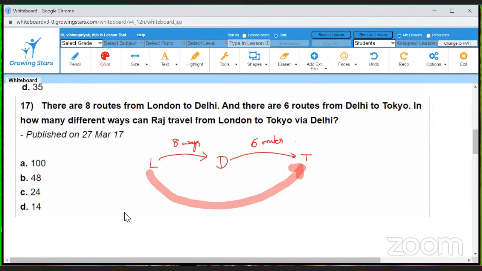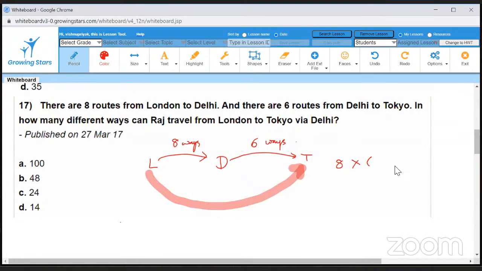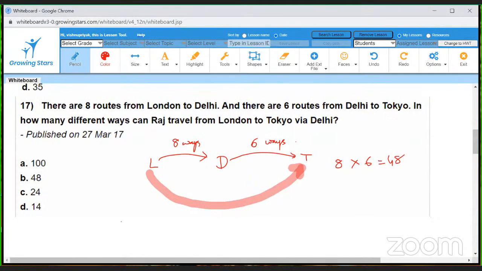Yes, Lohit got the correct answer. The first work can be done in 8 ways, the second in 6 ways, so in total 48 ways he can go from London to Tokyo via Delhi. Okay, next.